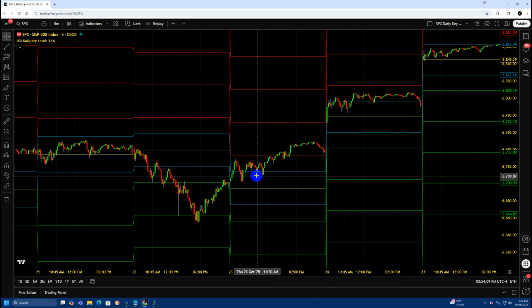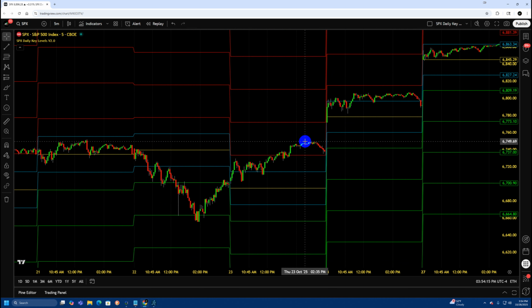Like for example here, if you were trying to take a bullish play off of R1, well, you did get a move up to nearly mid R2, R3. So that's about a 1.5 level move, and you certainly got up here on a 1 level move from R1.